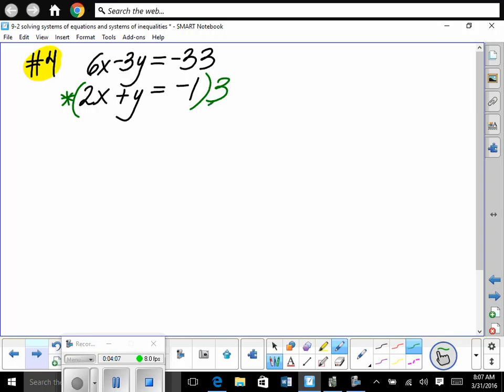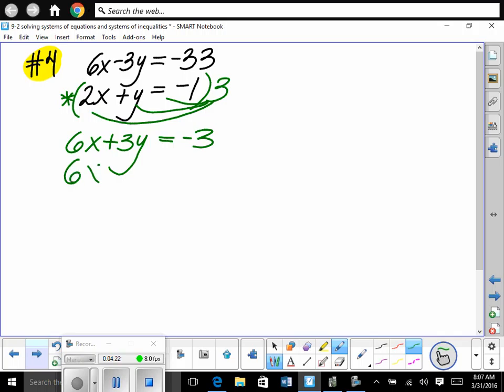So if I do that, I've got to distribute through to each term here. So my new equation will be 6x plus 3y is equal to negative 3. Now I'm also going to bring this down so that they're sitting right on top of each other. So we have 6x, I'm bringing this top one down. So I have 6x minus 3y is equal to negative 33. Do we have questions so far on what I'm doing?